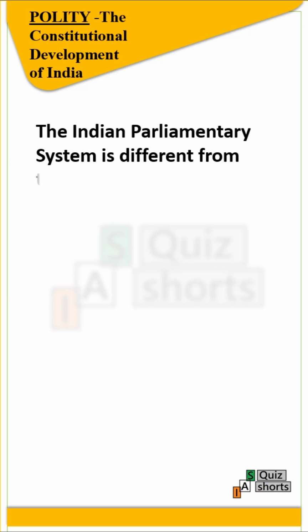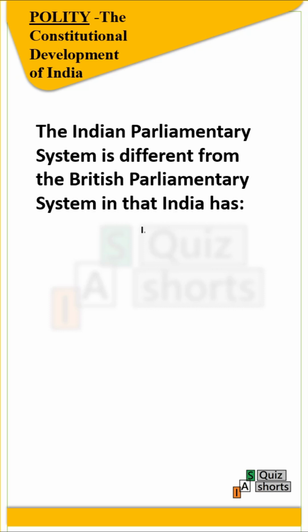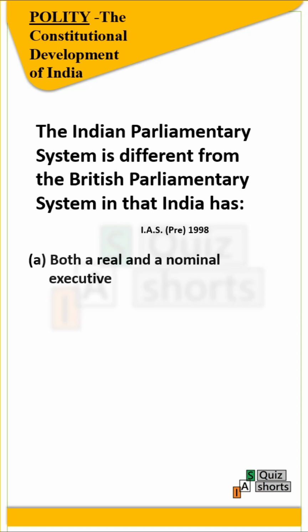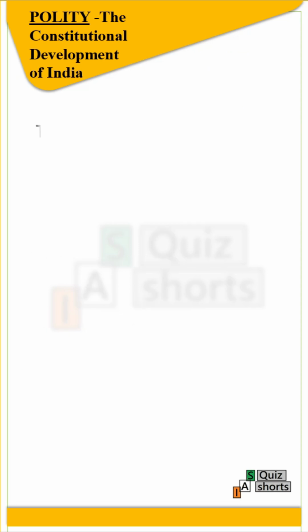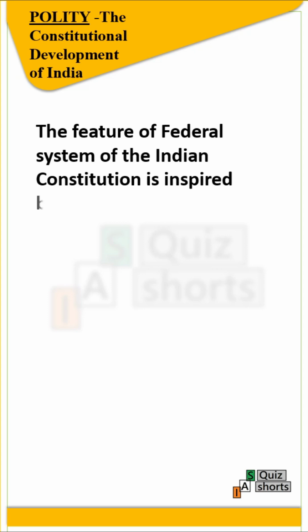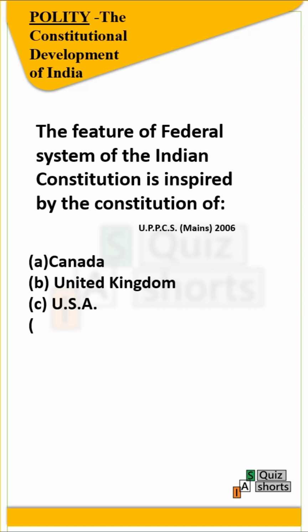The Indian parliamentary system is different from the British parliamentary system in that India has A. Both a real and a nominal executive, B. A system of collective responsibility, C. Bicameral legislature, D. The system of judicial review. Answer is D. The system of judicial review. The feature of federal system of the Indian Constitution is inspired by the Constitution of Canada, UK, USA, Ireland. Answer is option A. Canada.